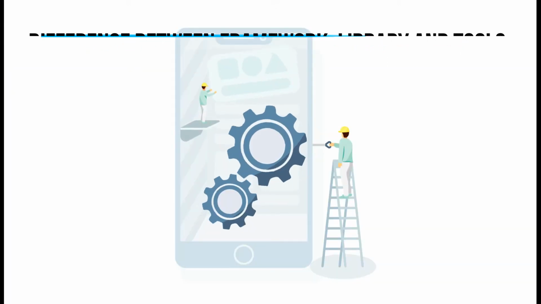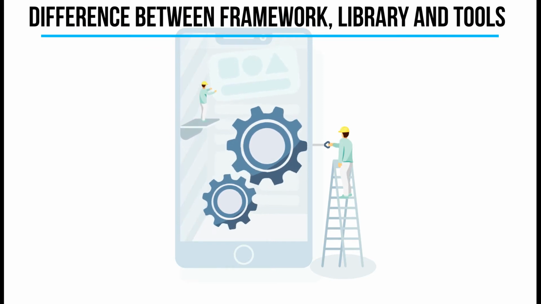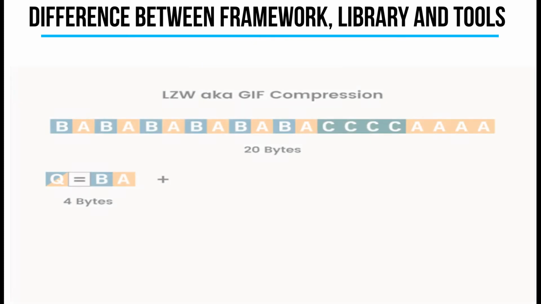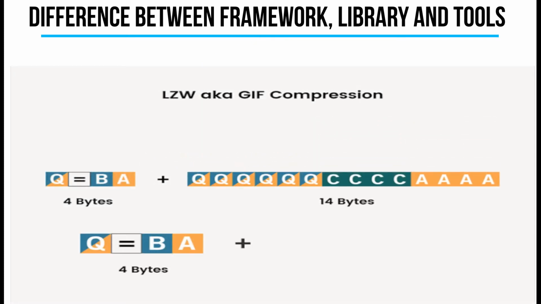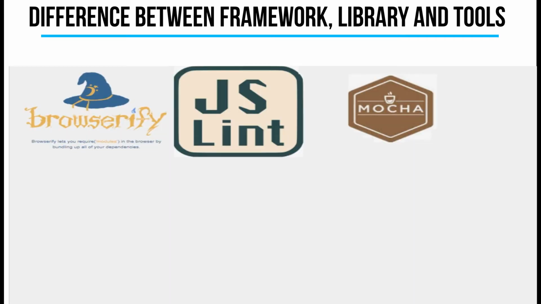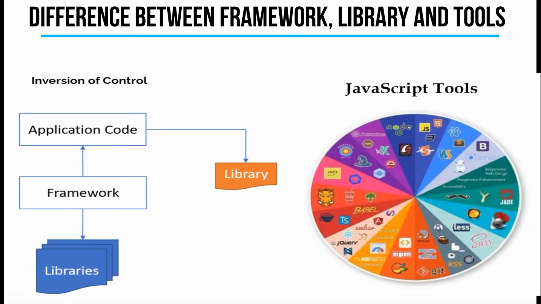Tools are the smallest assistants that make the development process easier in terms of issues like performance and maintenance, things like compilers, image compressors, and task runners. Some JS examples are Browserify, JSLint, and Mocha. This distinction can be tricky sometimes, but it also helps navigate the JavaScript ecosystem.